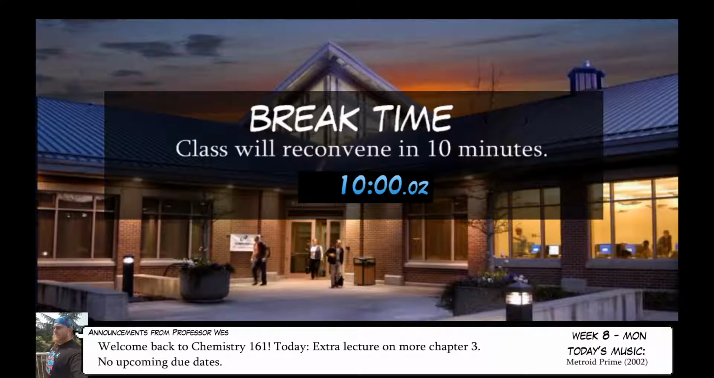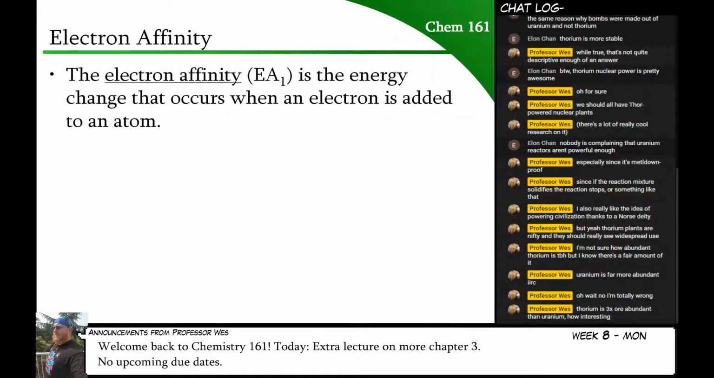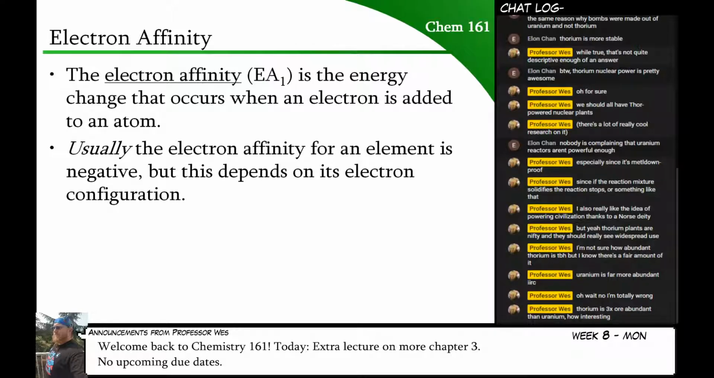Alright, we're back. During the break, I did a little bit of setup for the next section, which is electron affinity. What electron affinity is, like we said before the break, is the energy difference that occurs when you add electrons to atoms. So instead of ionization being taking electrons away, electron affinity is we're putting electrons in. And just like ionization energy, you can have multiple electron affinities. So EA1 would be the first one, EA2 would be the second one, and so on. We're really only going to deal with EA1 for this class.